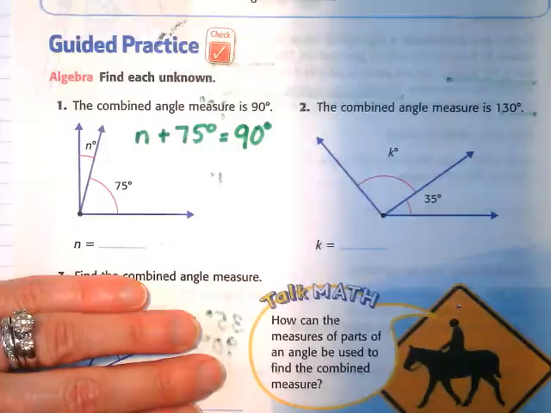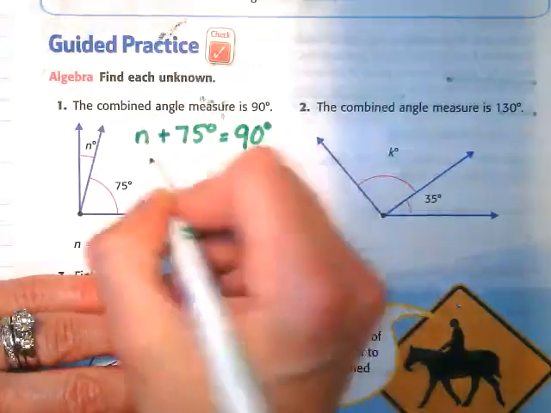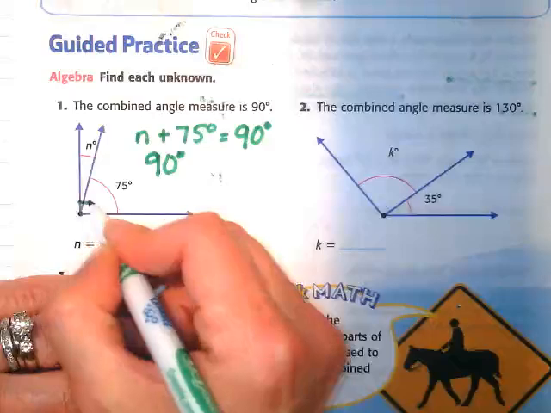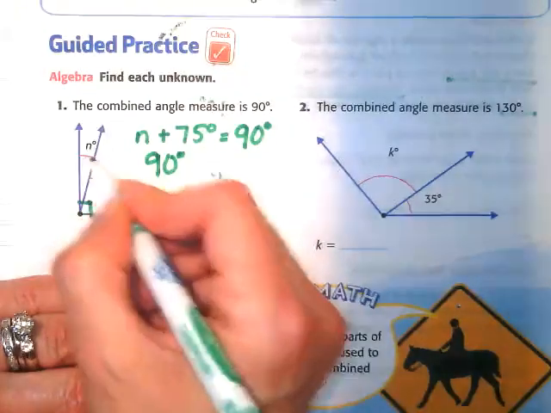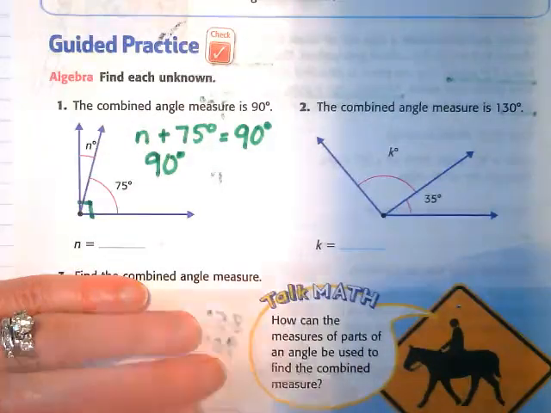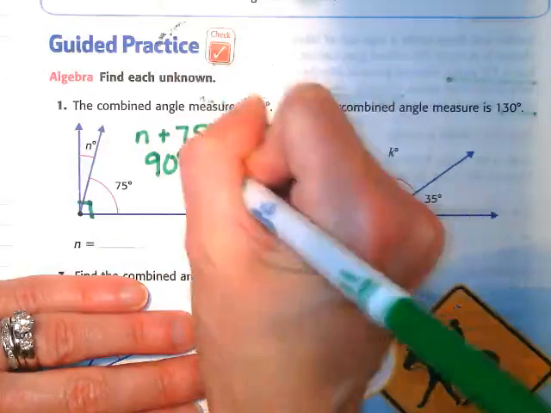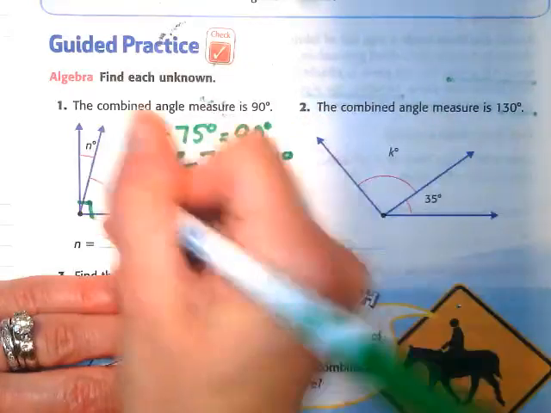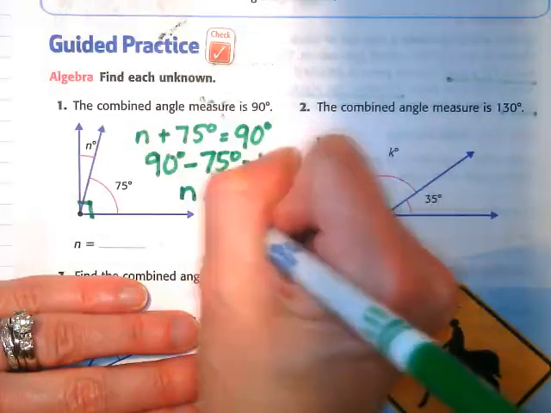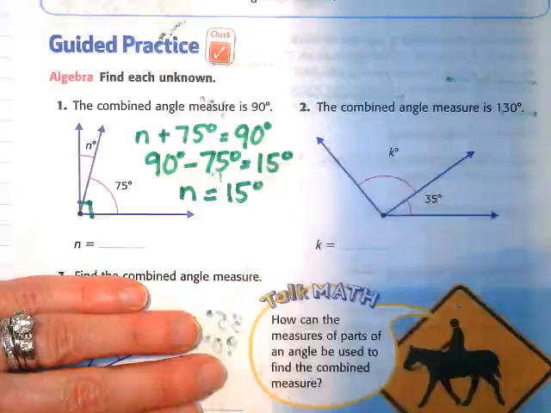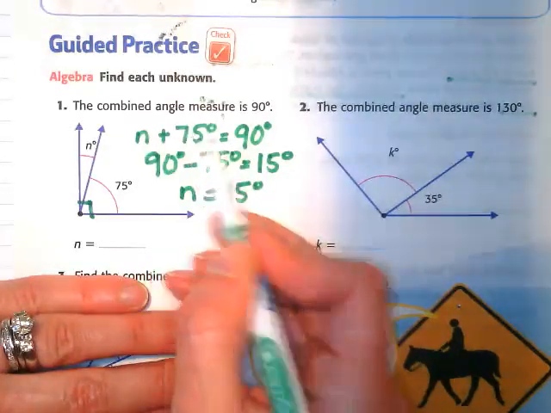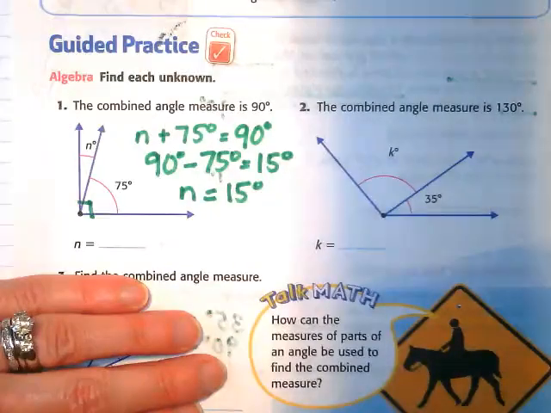If you don't know and you need to find the difference, listen to that math word difference, you are going to take your total angle, this total angle right here, this N and this 75 together. You'll take away the 75 that you already know is there, and you will have 15 degrees left over. So N is going to equal those 15 degrees. So 15 degrees plus 75 degrees is 90 degrees.